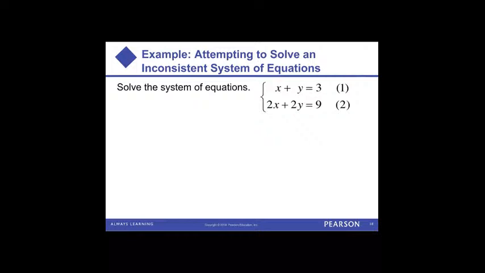Let's solve for y from the first equation. So then we get y equals negative x plus 3. Okay. So then we can take this and plug it into the second equation. We get 2x plus 2 times y equals 9, but y in this case is negative x plus 3. Let me do this just so it can kind of pop a little bit.